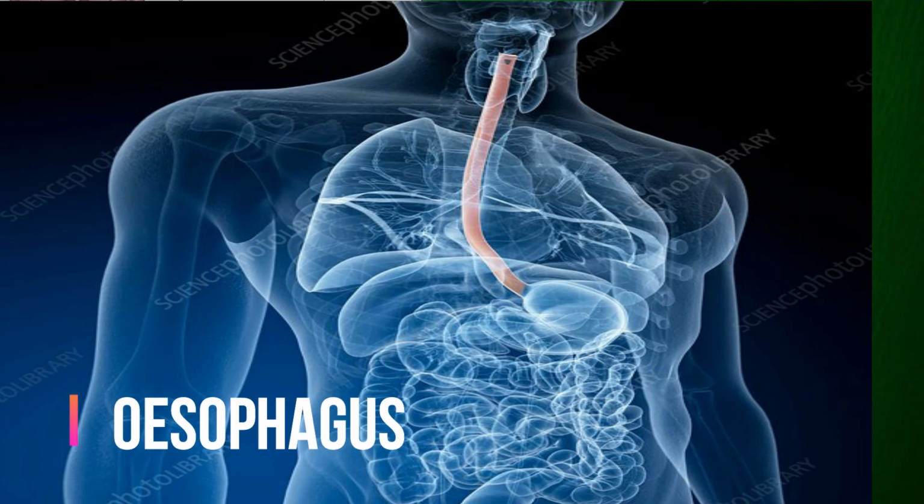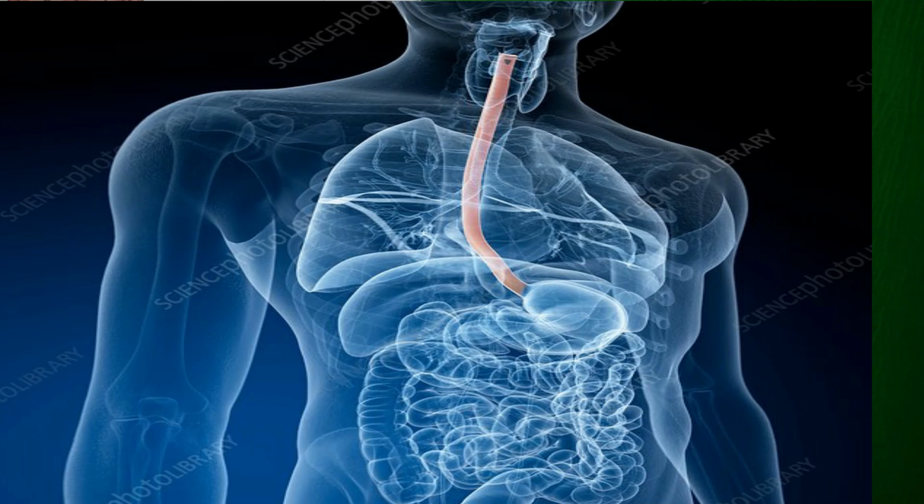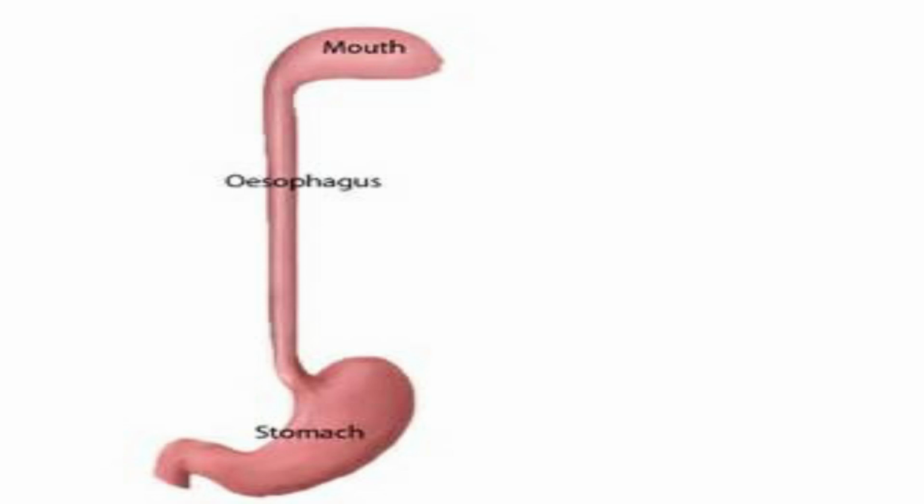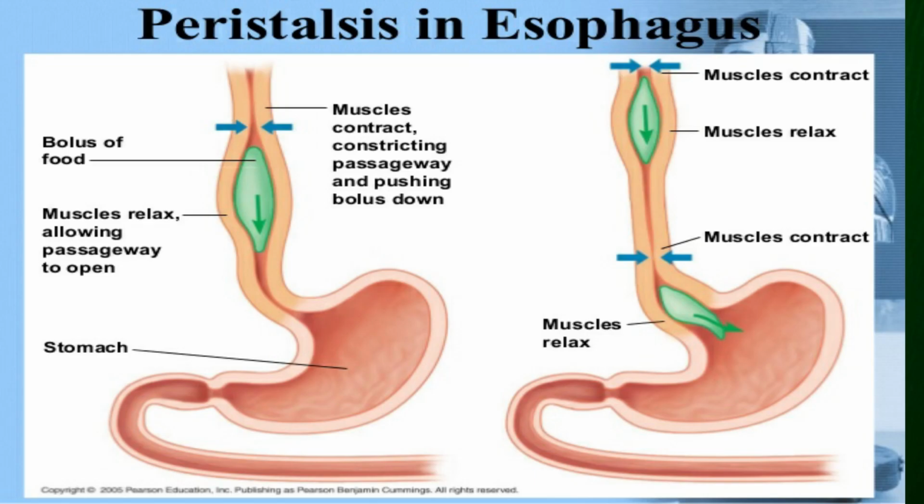The next organ is the food pipe, also known as the esophagus in scientific language. The esophagus is only to carry food from the mouth to the stomach. This is the function of the esophagus. The food slides down by a wave-like motion called peristaltic motion of the muscular wall. The muscular wall shows peristaltic movement, a wave-like motion by which the food keeps passing forward.